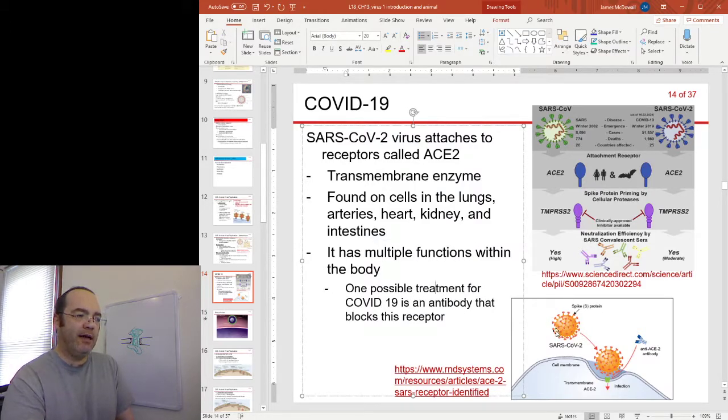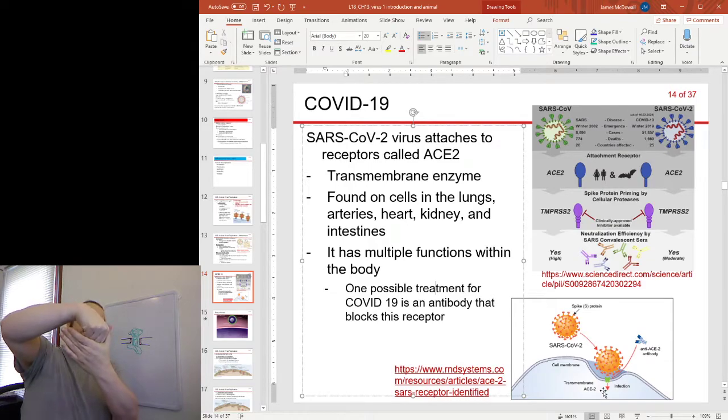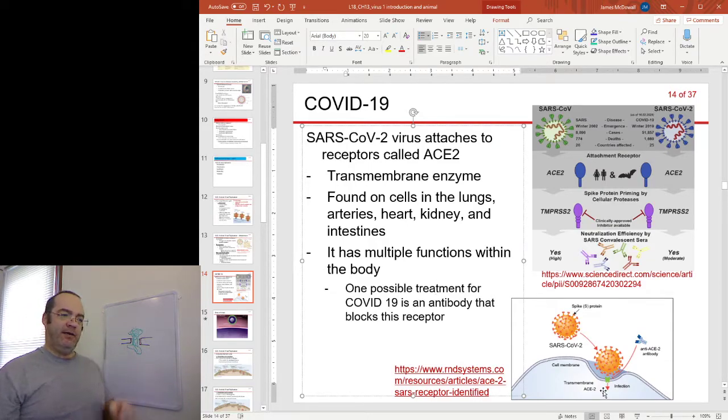So here's the coronavirus, here's the cell, here is the transmembrane ACE2, and here are the spike proteins sticking into the ACE2 receptor. One way we could maybe counteract the SARS virus, and viruses in particular, is here is our ACE enzyme.